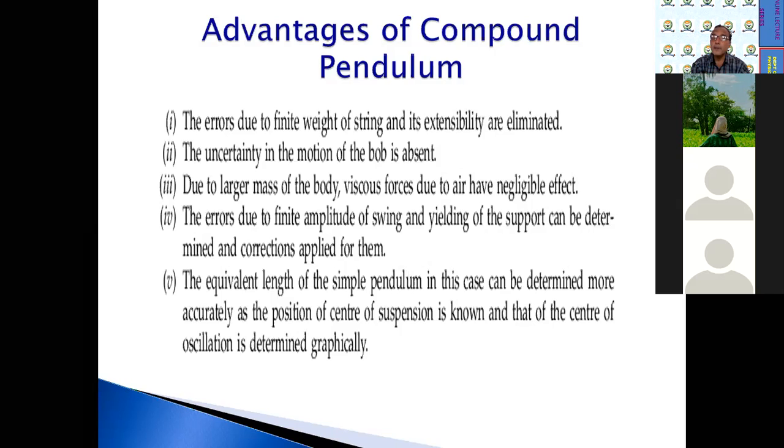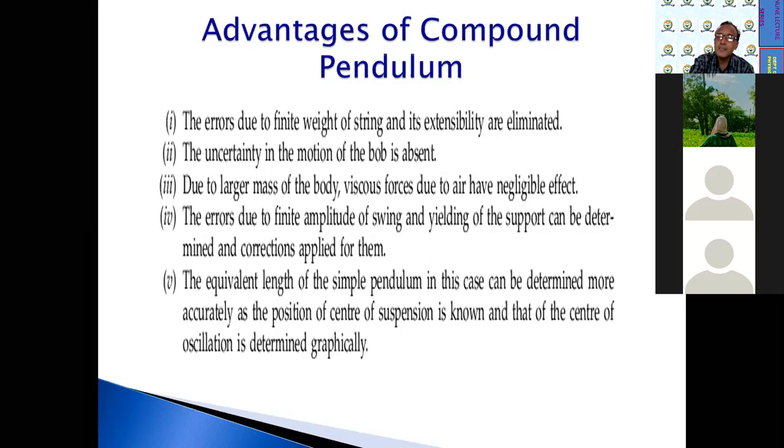Error due to the finite amplitude of the swing and yielding of the support can also be determined by the correction applied to them. Equivalent length of the simple pendulum in these cases can also be determined. That means in short, whatever the drawbacks of the simple pendulum were there, they can be removed, and therefore that is the advantage of compound pendulum. And with this one, this is also over.